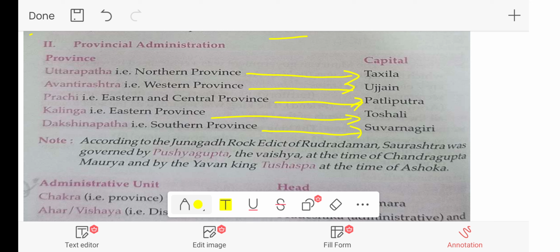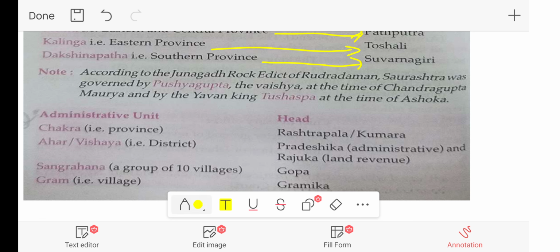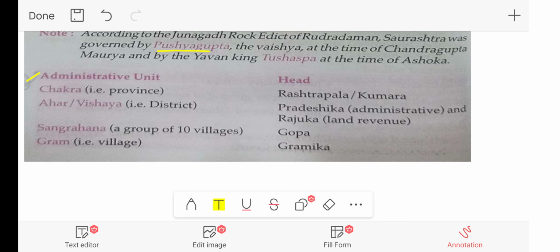Its capital was Subarnagiri. Note, according to the Junagadh rock edict of Rudradaman, Swarashtra was governed by Pushyagupta, the Vaishya, at the time of Chandragupta Maurya, and by the Yavan king Tushapa at the time of Ashoka. Next and our last thing to study is the administrative unit of Maurya and their head.